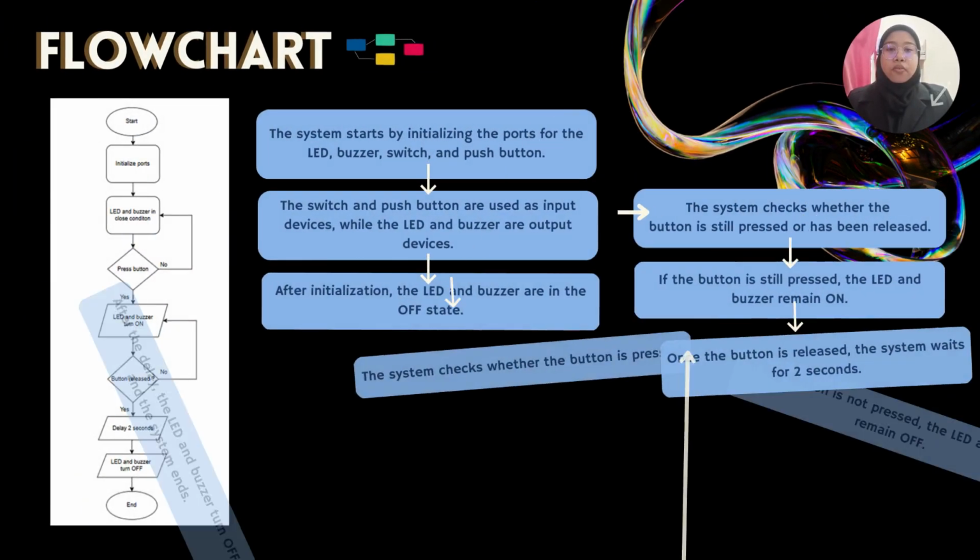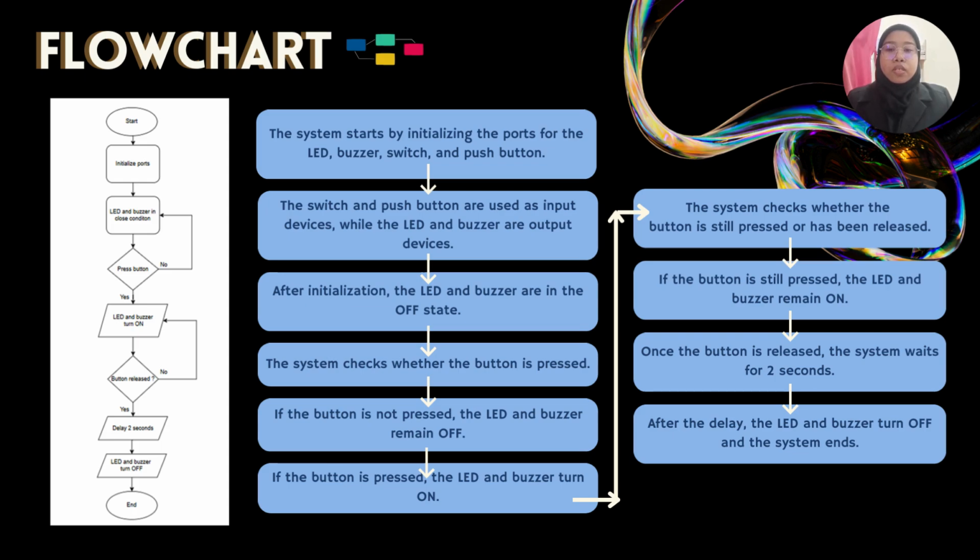This is the flowchart for our mini project. The system will start by initializing the port for LED, buzzer, push button, and switch. The switch and push button are input for the device, while the LED and buzzer are output for the device. After initialization, the LED and buzzer are in off state.